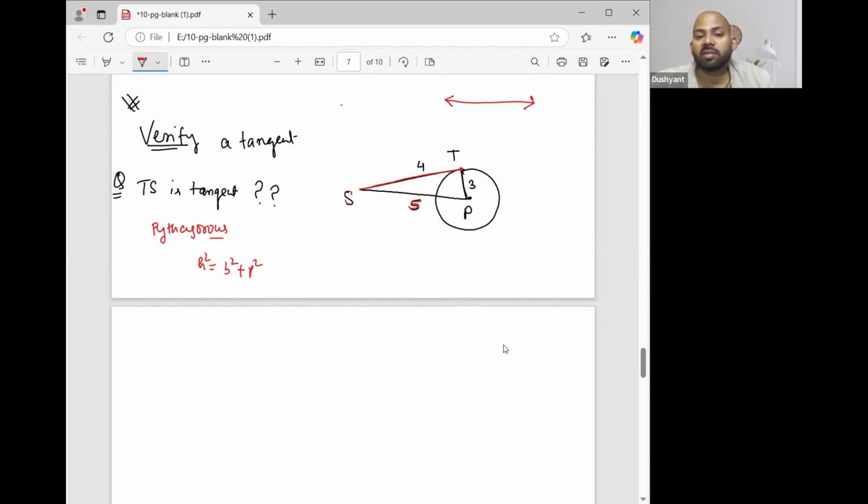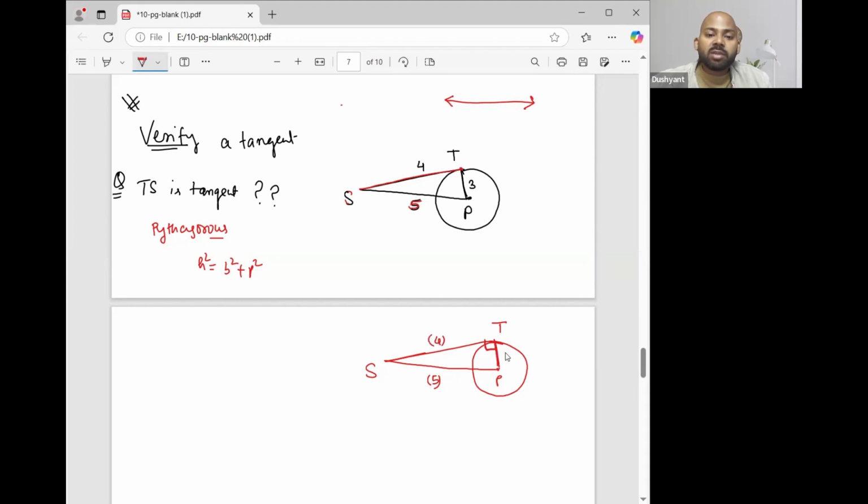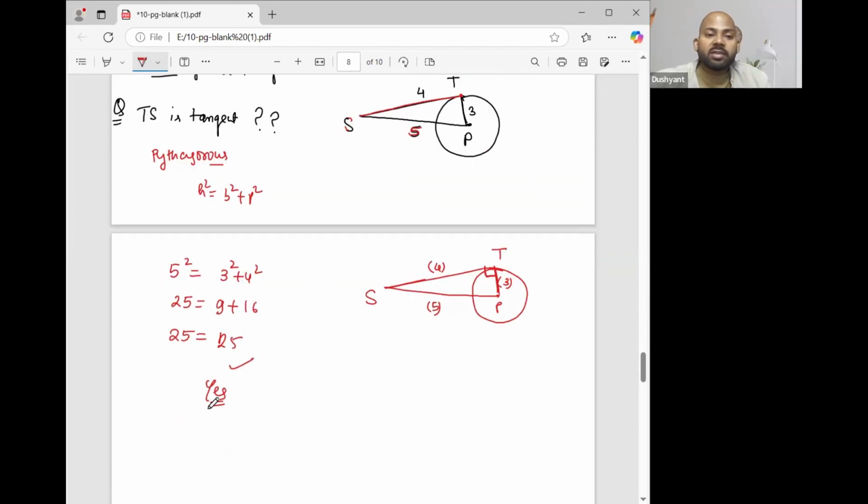We know that the tangent makes 90 degrees with the radius. So this is going to be my 90 degrees. This is my S, this is my T, and this is my P. So PS is my hypotenuse here. This is 4 and this is 3. So PS is 5. 5 square should equal 3 square plus 4 square. Check: 25, 9, 16. 25 is equal to 25. So it's true. We can say yes, TS is a tangent.